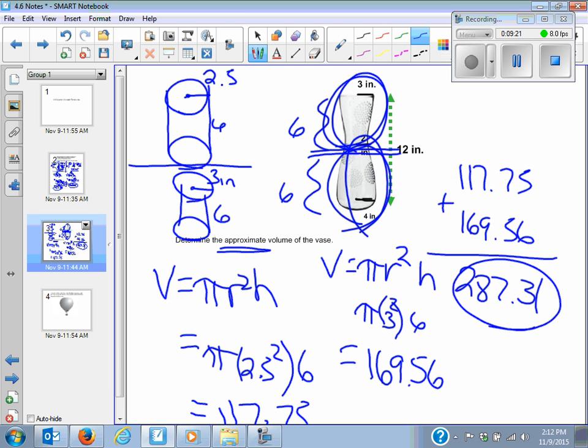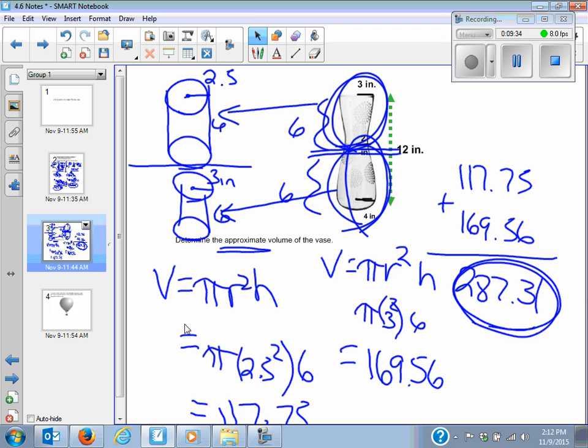Remember, I did it in two sections. I approximated the upper one to be a cylinder like this. I took this one and approximated it to be a cylinder of that, added those two values together, and that's how I came up with that final volume.